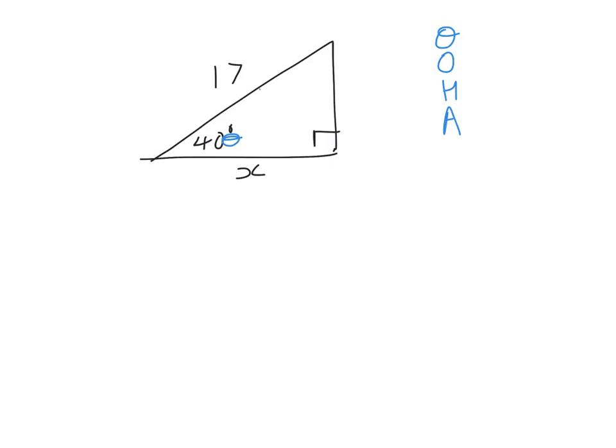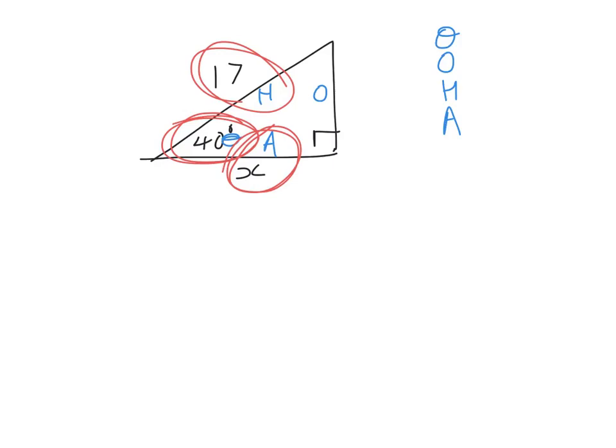H is easy to find. He's over here. Opposite is over here. A is over here. But so we know we've got theta. We've got a hypotenuse. We don't know the adjacent, but that is what we're trying to find. The only one we don't care about is the opposite.